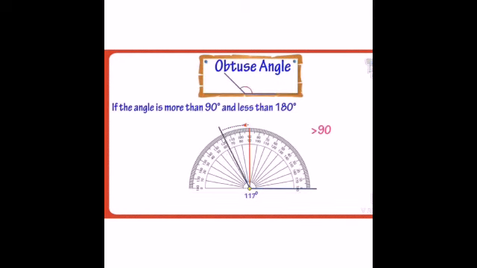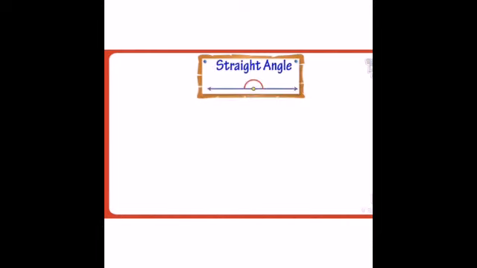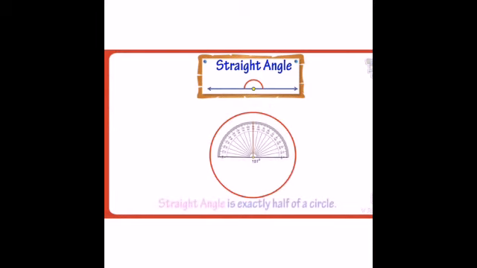Obtuse angle. If the angle is more than 90 degrees and less than 180 degrees, we call it an obtuse angle. Obtuse angles are more than 1/4 of a circle and less than half of a circle. Straight angle. A 180 degree angle is called a straight angle as it's a straight line. A straight angle is exactly half of a circle.